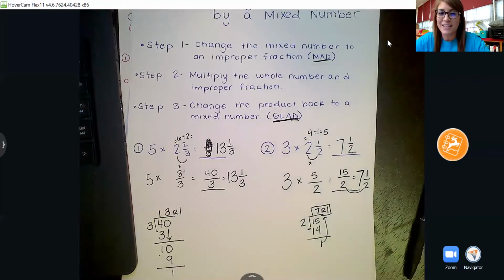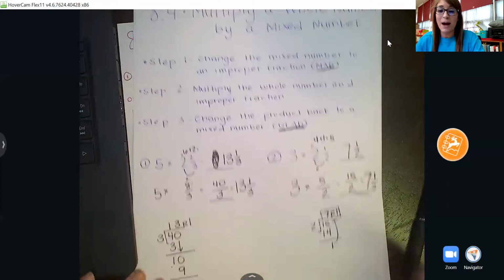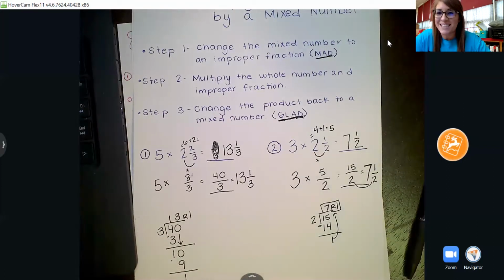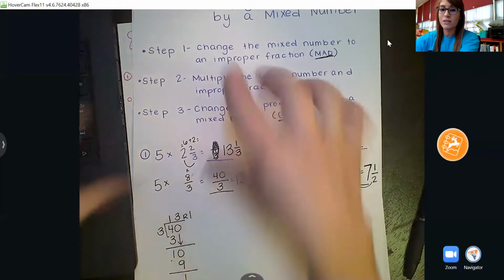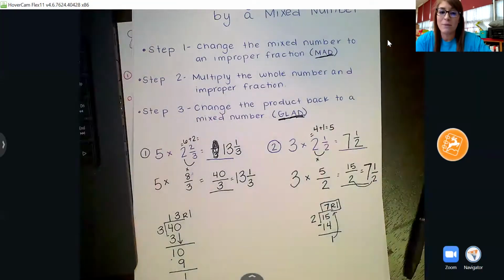Great job, guys. Okay, so now that you know how to multiply a whole number by a mixed number, you can go and do your practice in your folder. So you make sure you're always checking those. Also, if you need to, pause this video, take a picture of these steps right up here so that you can remember them and have them to look back on in case you don't want to play through the video all over again.